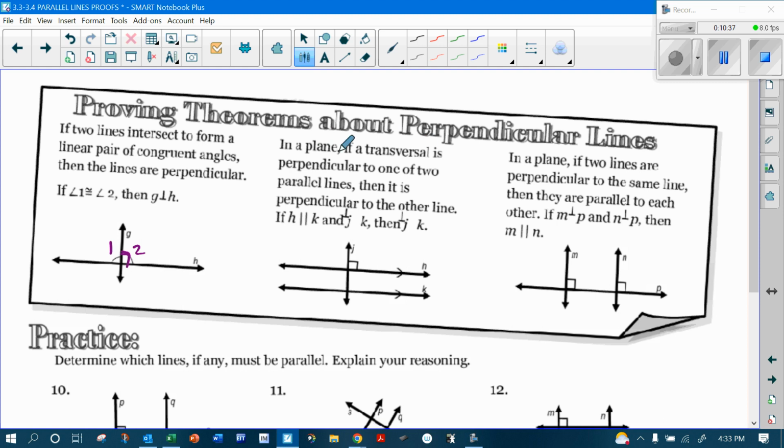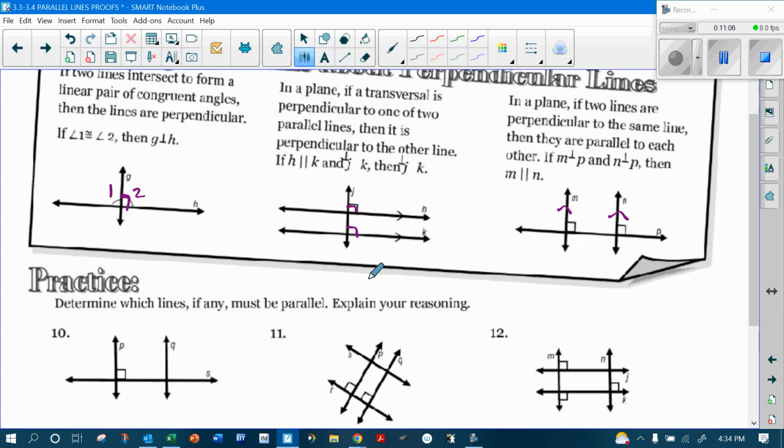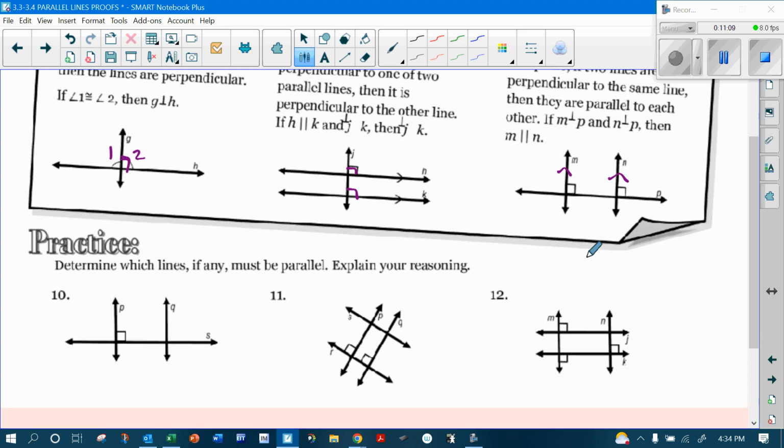In a plane, if a transversal is perpendicular to one of two parallel lines, then it's automatically perpendicular to the other because those two angles are corresponding. In a plane, if two lines are perpendicular to a transversal, then they are going to be parallel. Same thing, you have corresponding. All right, so it says to determine which lines are parallel. So I see that this is 90 degrees, but they didn't tell me anything about this one. So there are no parallel lines.